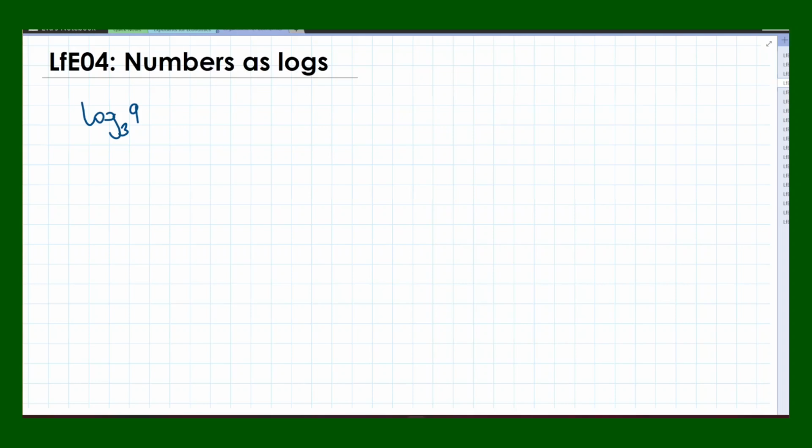So, with log base 3 of 9, what power do I need to raise 3 to so that my answer is going to be 9? Well, in this case, I can work it out. I know that 3 squared is equal to 9, so the whole log expression must be equal to 2. So log base 3 of 9 is nothing else but 2 in disguise, 2 disguised as a logarithmic expression.